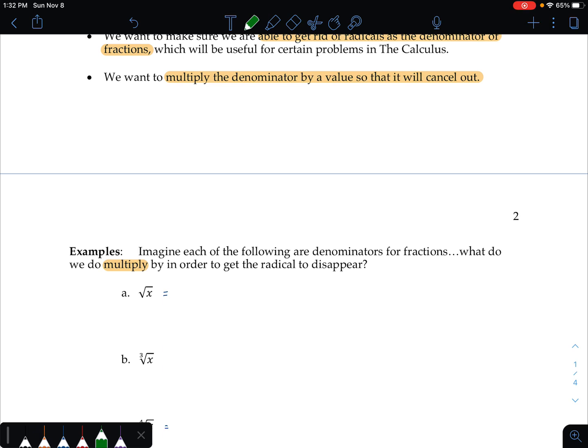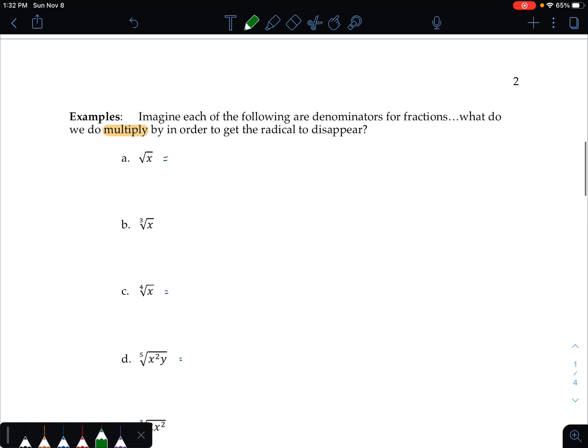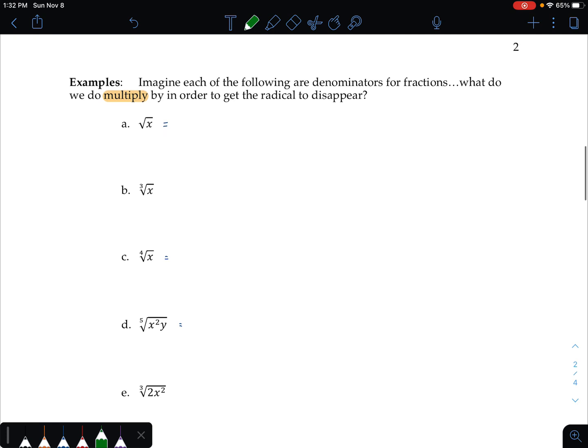We just had a whole lesson on multiplying with radicals. We're going to apply that here today when we're dividing. So looking at this first one, I'm just going to assume all these are denominators. We'll do a couple of examples, get the hang of what we're doing, and then we'll go through some real examples with fractions.